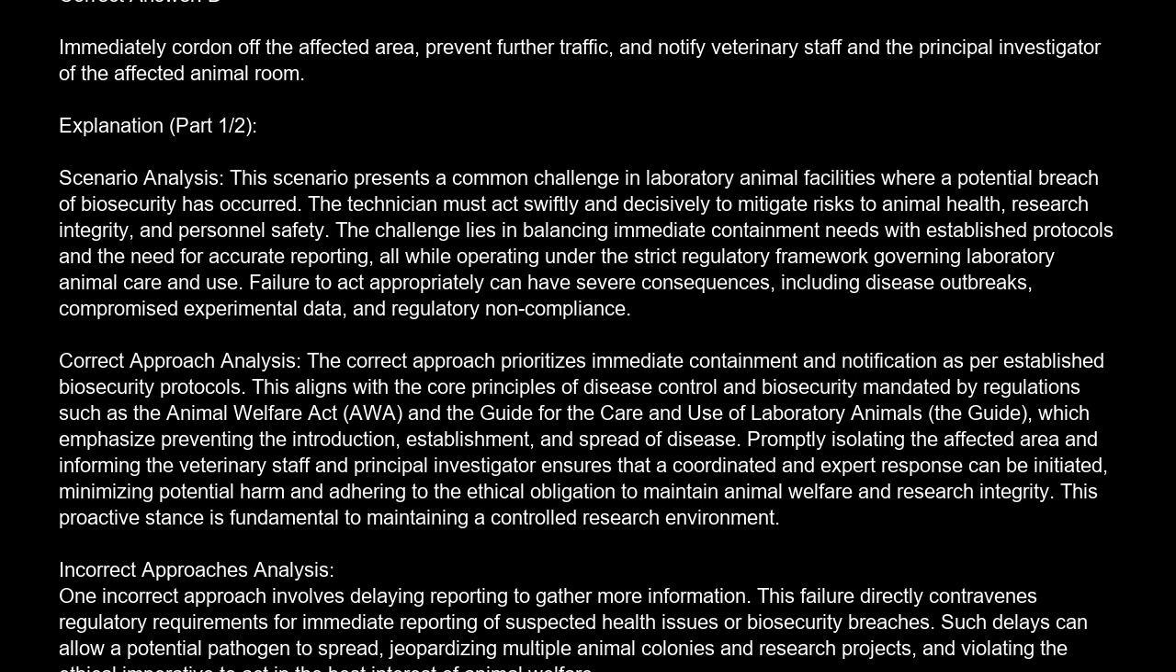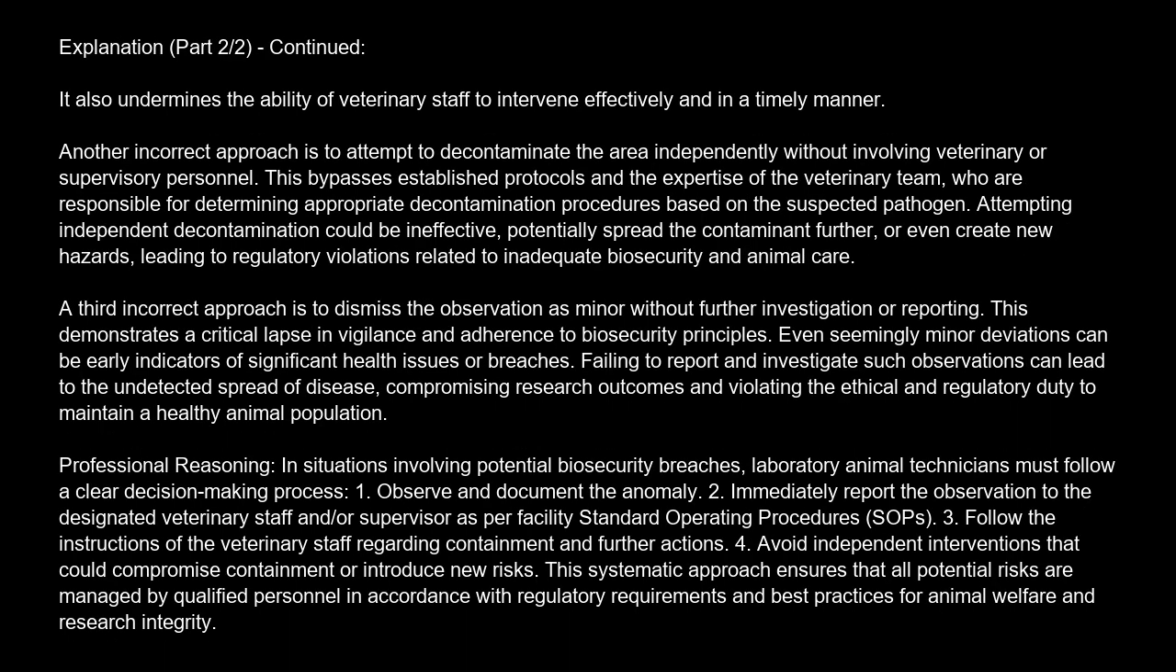Incorrect approaches analysis. One incorrect approach involves delaying reporting to gather more information. This failure directly contravenes regulatory requirements for immediate reporting of suspected health issues or biosecurity breaches. Such delays can allow a potential pathogen to spread, jeopardizing multiple animal colonies and research projects, and violating the ethical imperative to act in the best interest of animal welfare. It also undermines the ability of veterinary staff to intervene effectively and in a timely manner.